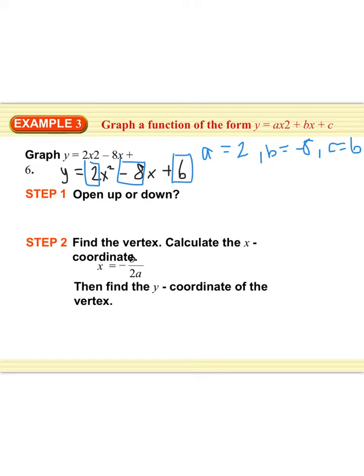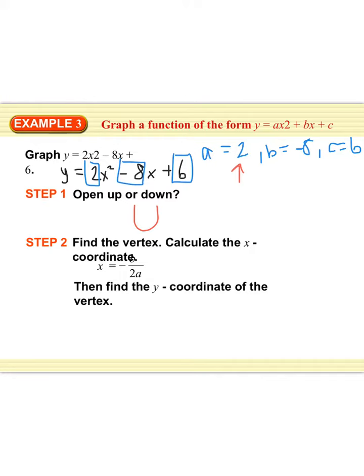Step 1 says we need to find out if it opens up or down. Is our parabola opening up or is it opening down? Look back at your notes. How do we find if it's opening up or down? We look at our a value. Is a positive or a negative number? 2 is positive, which means our parabola is going to open up.